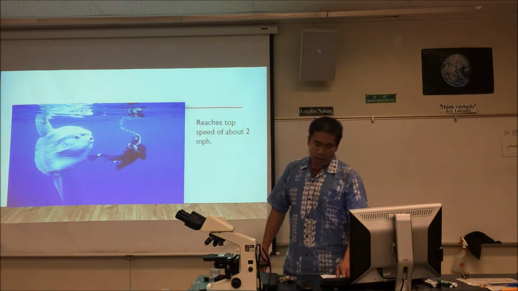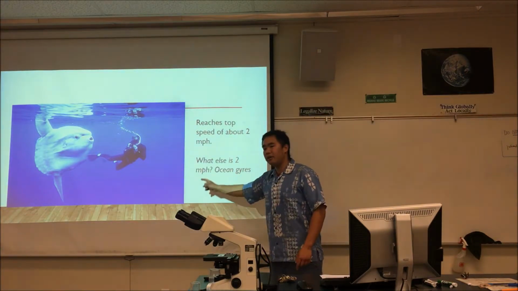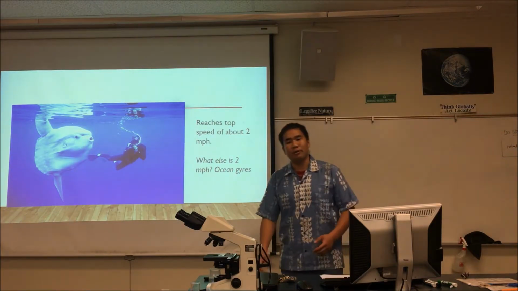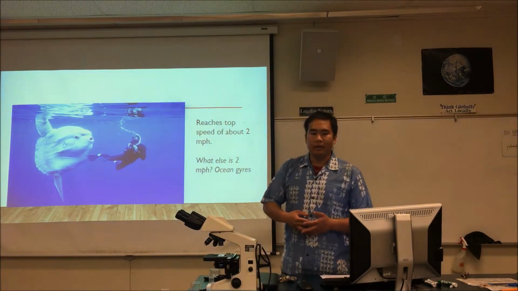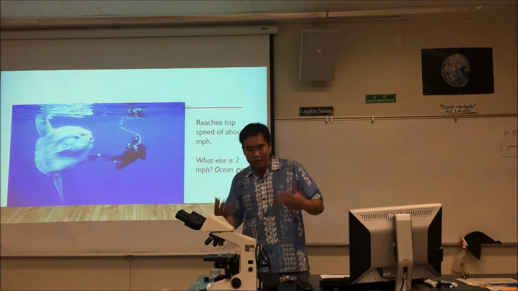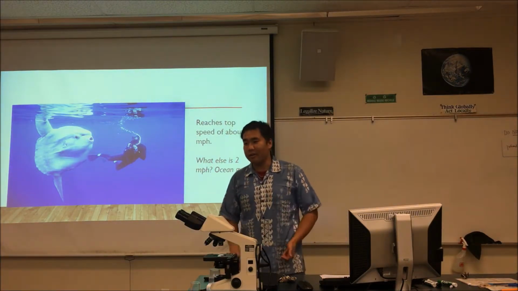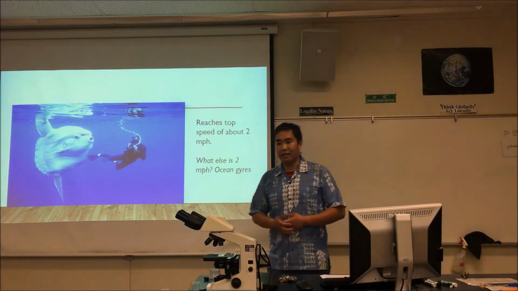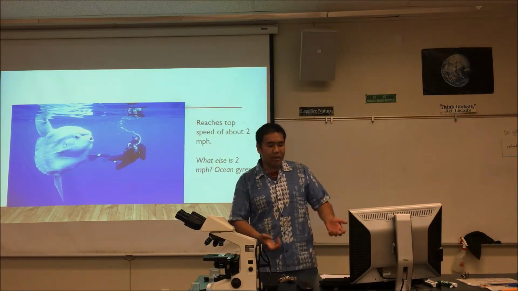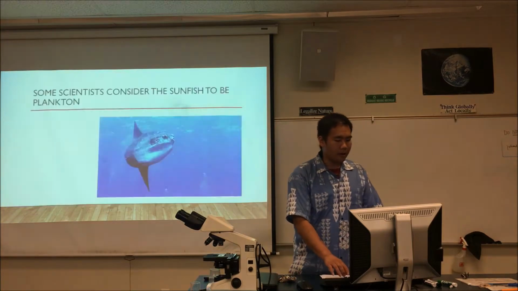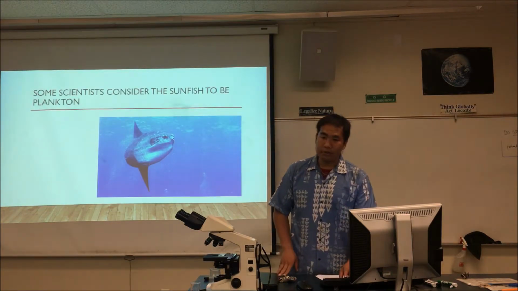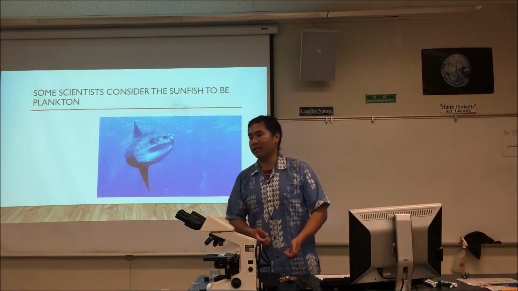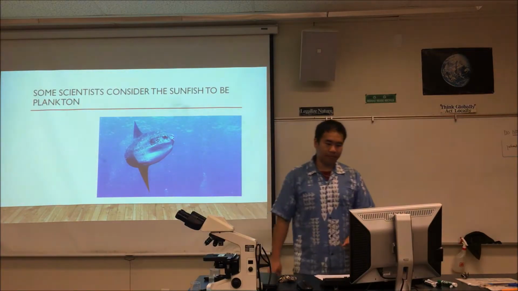However, what else moves at 2 miles per hour? Ocean gyres themselves can move up to 2 miles per hour. So if you want to talk about relative to the water currents around it, then maybe it is a plankton. Okay, so some scientists would consider it a plankton, some wouldn't. But if it does swim slowly enough, then sure, it's a plankton, right?